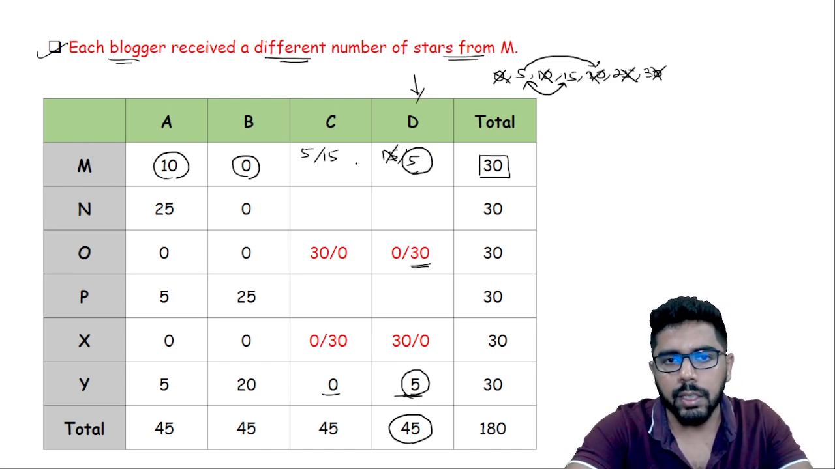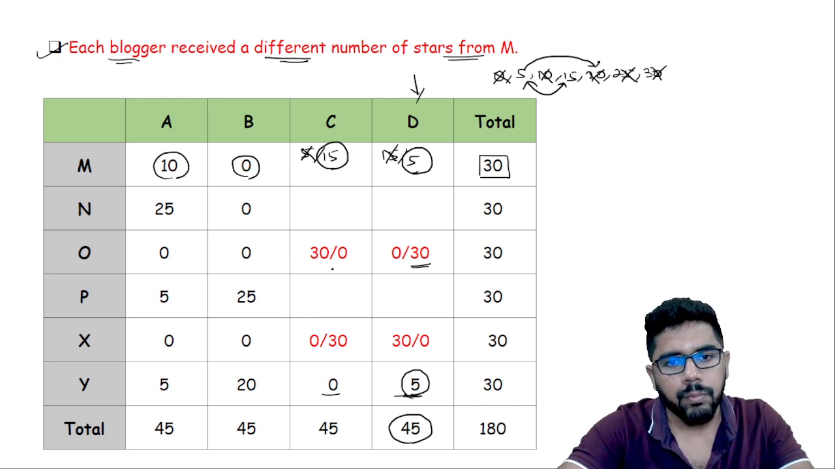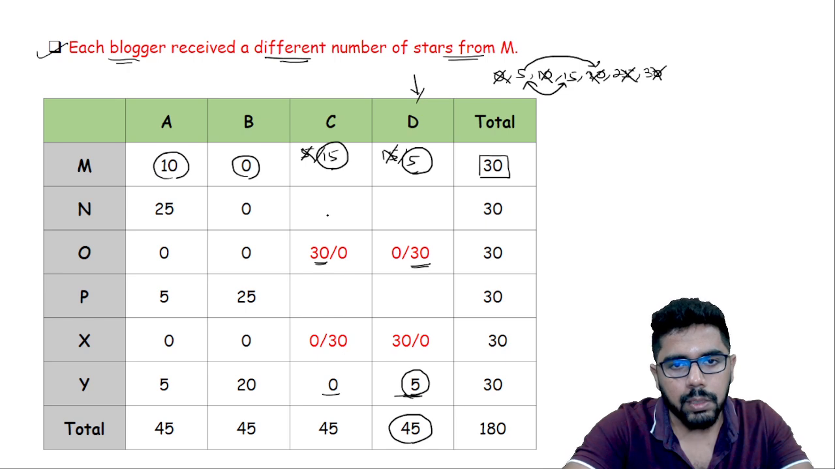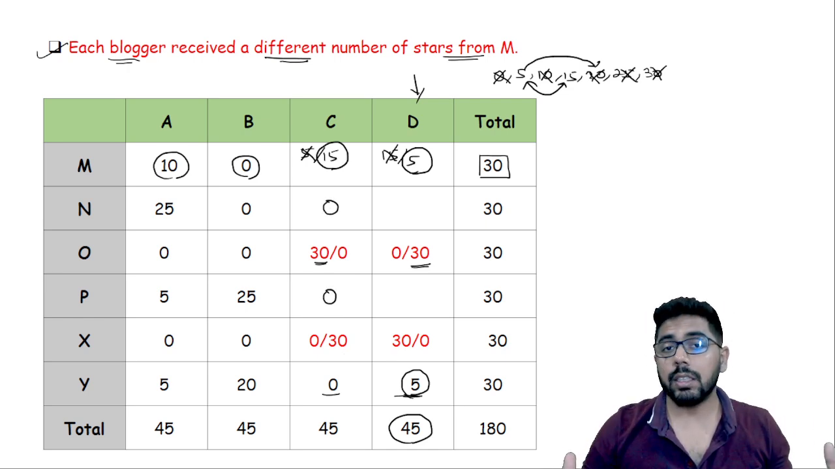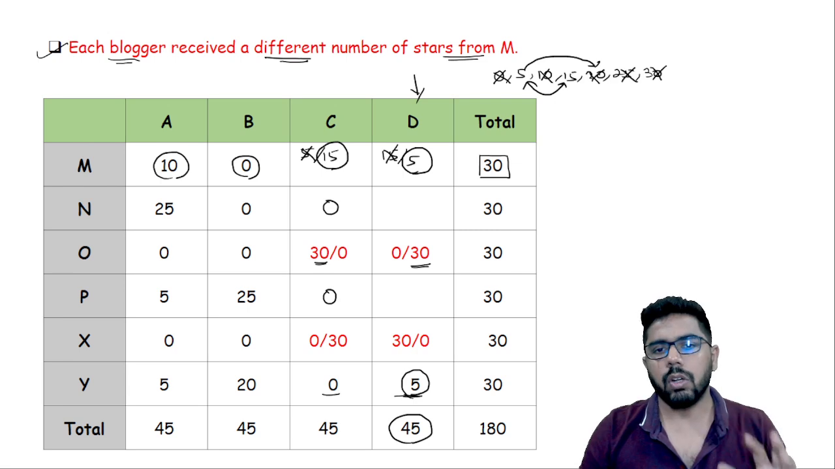Now if D is 5, then C is 15. And if C is 15, so 15 and then this is 30, which is 45. And already it is 45. That means these two values are going to be 0, because C cannot get stars from any other surfer now, because C's quota of 45 is already done.